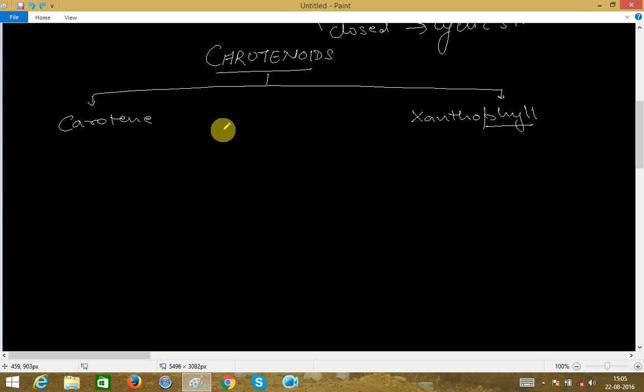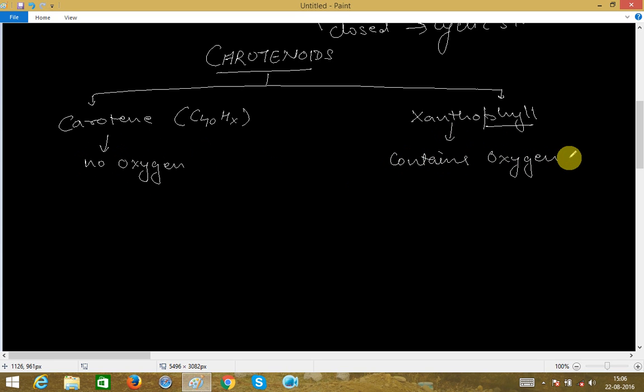Coming over to the carotene. Now the formula for carotene stands to be C40HX. So it will have a fixed 40 number of carbon atoms in it along with hydrogen. It's a hydrocarbon which does not consist of oxygen. So in carotene there would be no oxygen. Biggest difference between carotene and xanthophyll: xanthophyll will contain oxygen in it. This is also a hydrocarbon having carbon, hydrogen, but along with this it will also have a number of oxygen atoms.